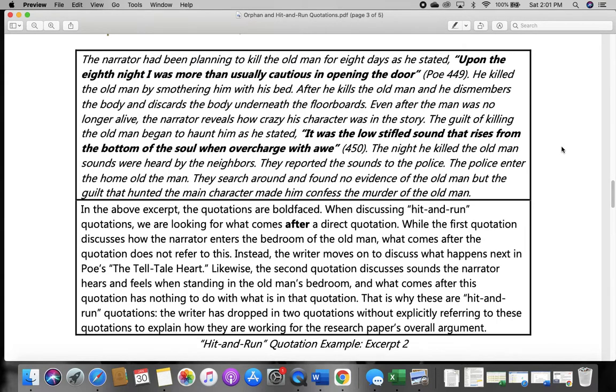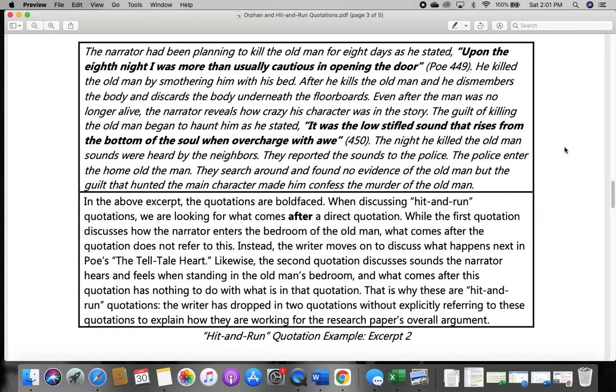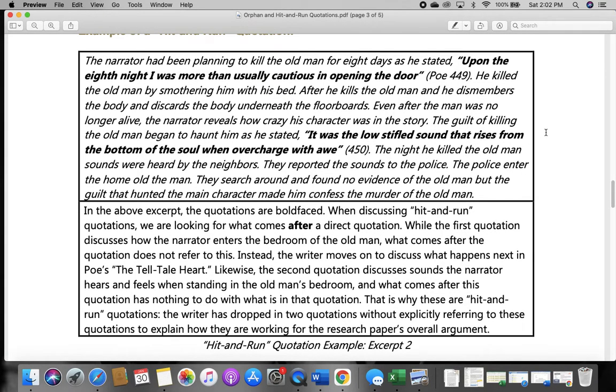I'm stopping because I've always gotten a lot of questions from students about repetition of language. There's good repetition and then there's overkill of repetition. There's definitely overkill of "old man." There's indication that there's definite revision that could be done; there's just so much work that could be done here. The guilt of killing the old man began to haunt him, as he stated. "It was a low stifled sound that rises from the bottom of the soul when overcharged." Didn't fully finish that spelling.